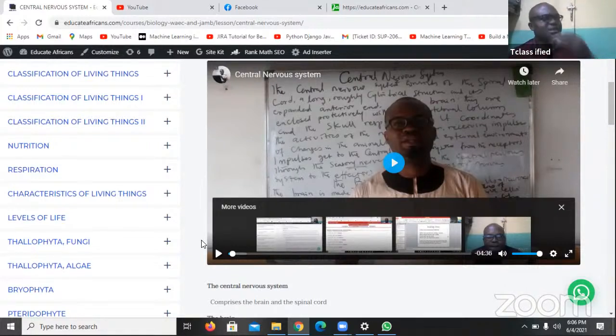So when you're asked, what are the two major components of the central nervous system? Class, you should know that they are the spinal cord and the brain. So you have this vertebral column and the skull, respectively, enclosing those two very important aspects of the central nervous system. It coordinates the activities of the nervous system, receiving impulses of changes in the animal's external environment. So what it does is that it receives impulse and coordinates the activities of the nervous system.